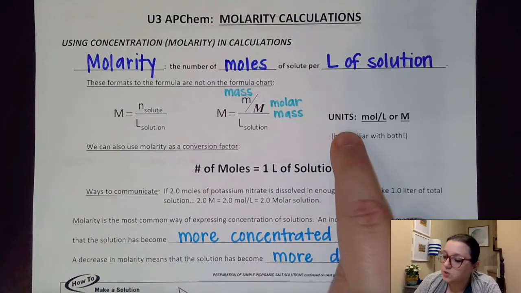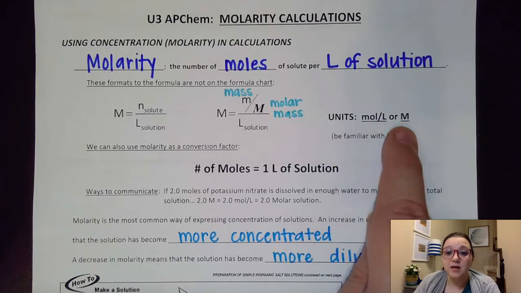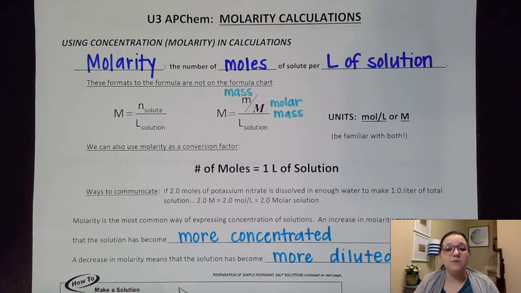Now, as far as the units for molarity, you could either report moles per liter or big M. They mean exactly the same thing. If you had a free response question, AP would not care which of those two units you used. However, you do want to be familiar with both because I've seen problems where they've used one or the other, and so you would need to know that they mean exactly the same thing.